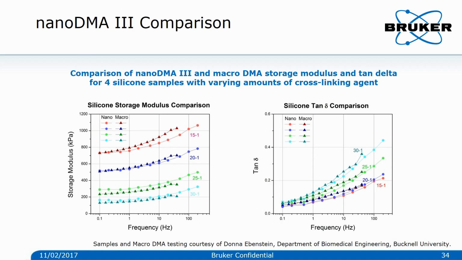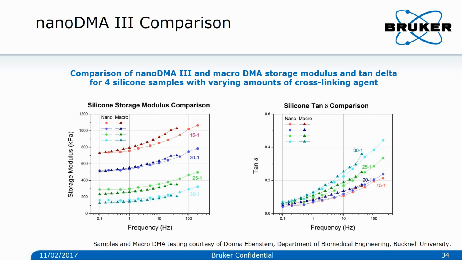This slide shows a comparison of nanoDMA to macroDMA storage modulus and tangent delta values for 4 silicon samples with varying amount of cross-linking agent. The samples are tested at room temperature with frequencies from 0.1 to 300 Hz. The triangles indicate the values determined by macroDMA testing, while the circles indicate values determined by nanoDMA testing.